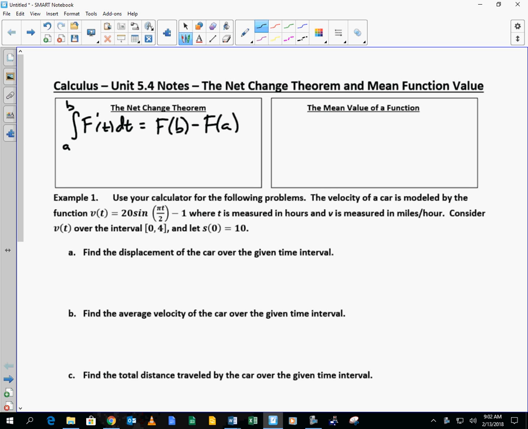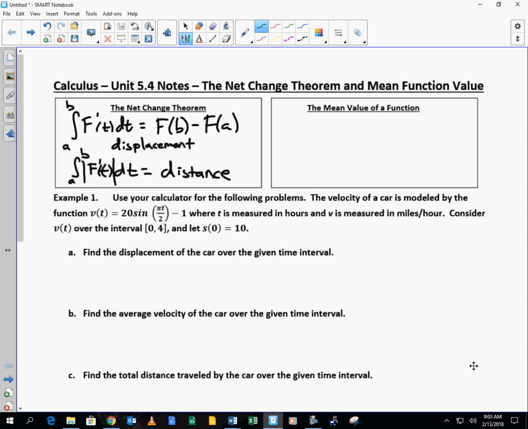When we started with this net change term, it says that the integral from a to b of f prime of t dt is f of b minus f of a, and that gives us what we refer to as the displacement of an object if we're thinking about velocity and position. If we want total distance, then we take the integral from a to b of the absolute value of f prime of t dt. So distance is the absolute value. Displacement is just the integral of the rate function.